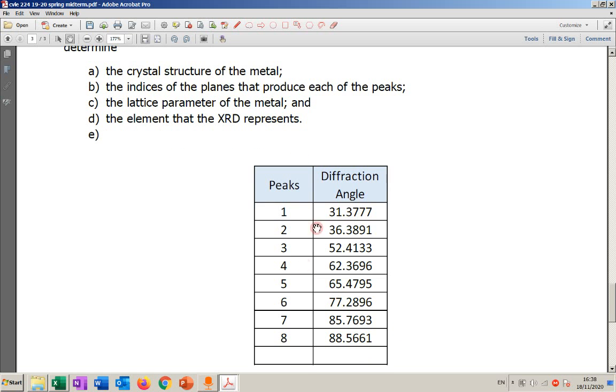Which element does this belong to? Remember, we only gave you a pattern for one element. In actual life, it's much more complicated than what I'm explaining here. It's a simple XRD analysis we're doing, so we only have the peak numbers and the diffraction angle, 2 theta. We have to find all of the other information.